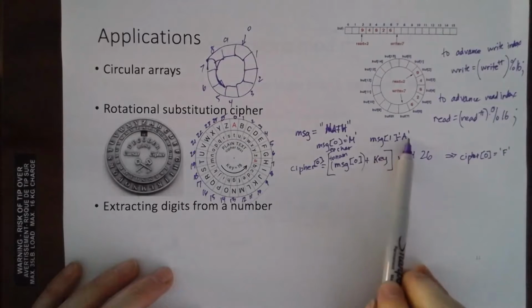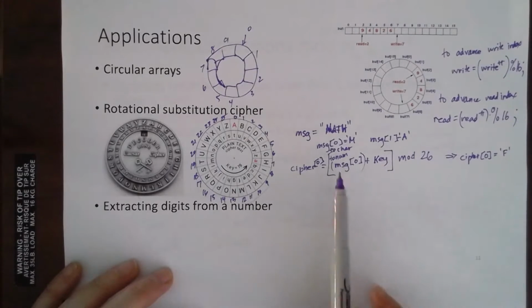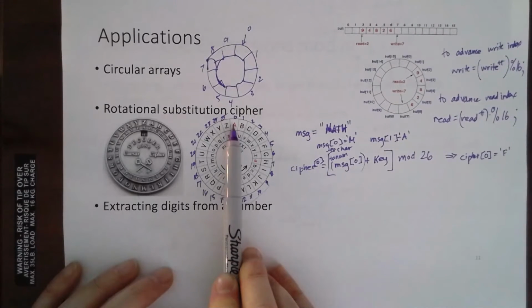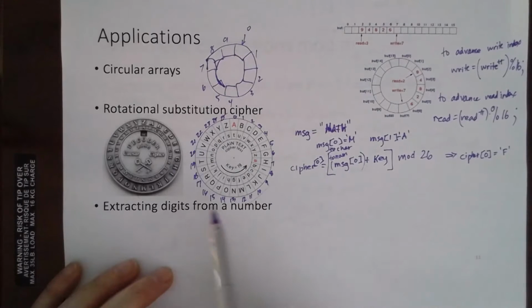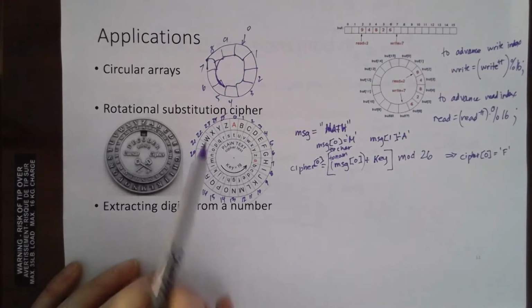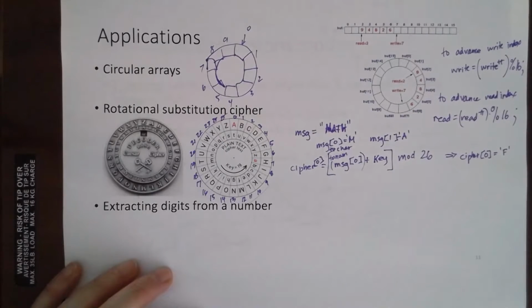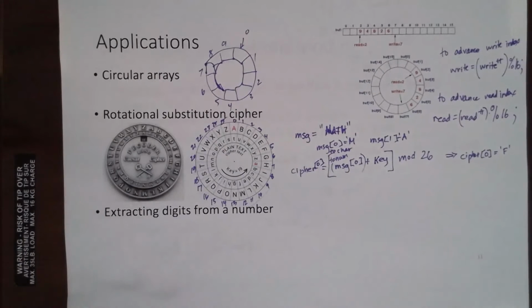Now imagine we did it with character A. A is 0. Add the key, which is 19. 19 mod 26 is still just 19. That one doesn't even really need wraparound. And character 19 is a T. And see that A maps to T. So anytime you see this circular wraparound, modular arithmetic is going to be involved.